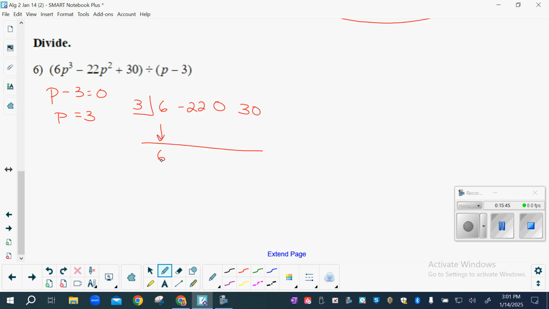So same thing as before. Bring the 6 down. 6 times 3 is 18. Adds to negative 4. 3 times negative 4, negative 12. Add negative 12. 3 times negative 12, negative 36. Adds to negative 6. Put a box around it. So my answer, 6p to the third divided by p would be 6p squared. So 6p squared minus 4p minus 12 minus 6 over p minus 3.